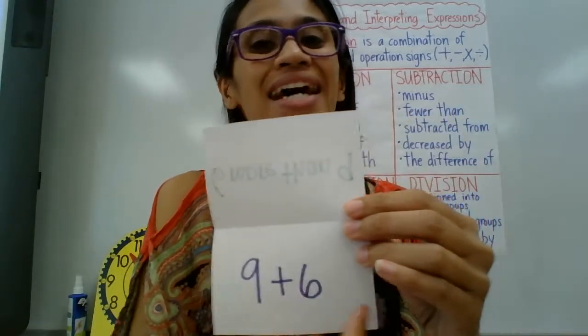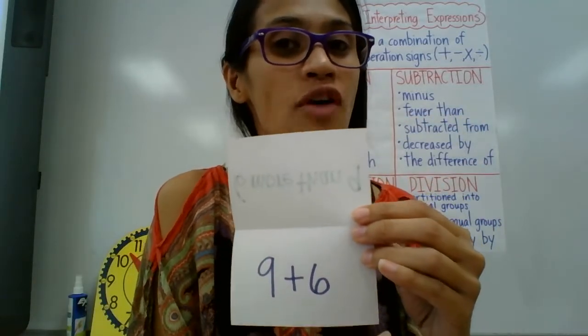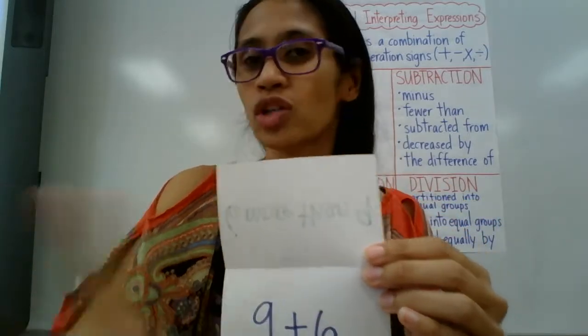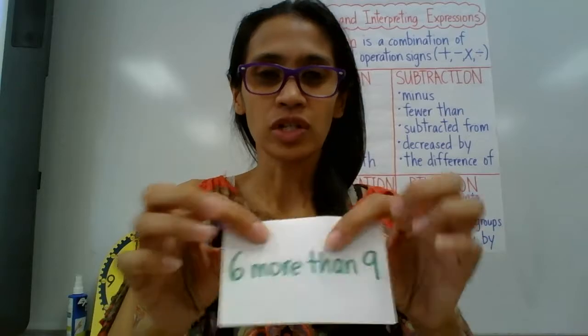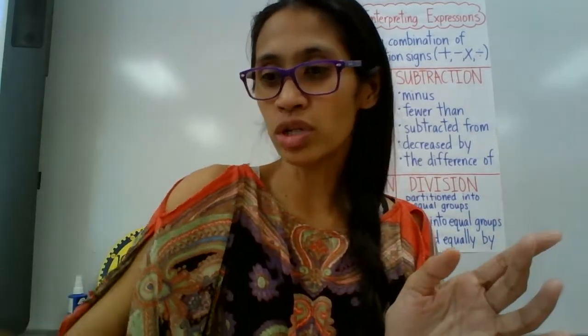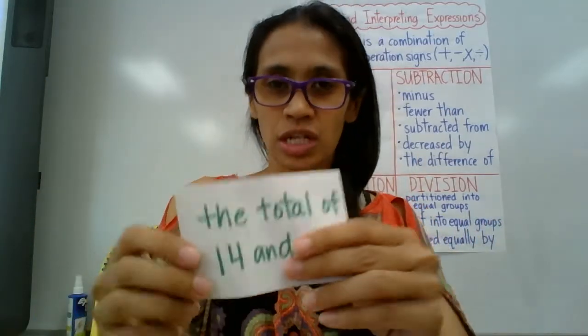If you notice, I did not answer. I did not solve for this, okay? We're just writing the numerical expression. So you don't have to solve for it. Don't solve for it. Just do it like that, okay? So no answers. Just translate the words into numbers. Make a numerical expression. So there's number 2.